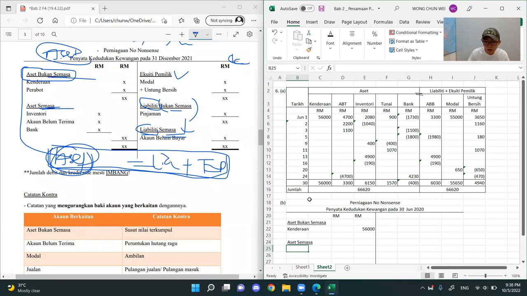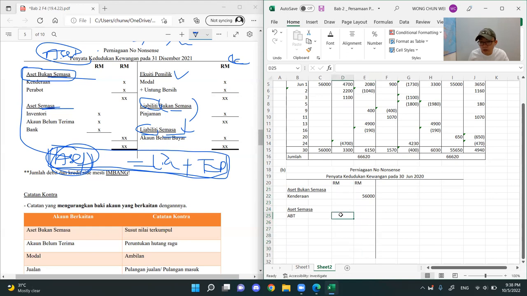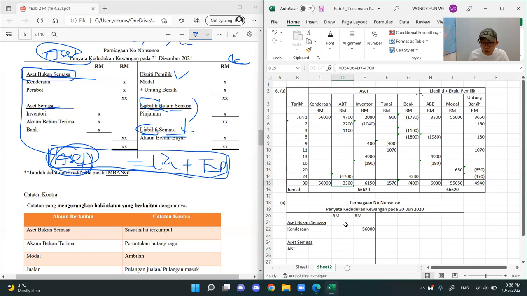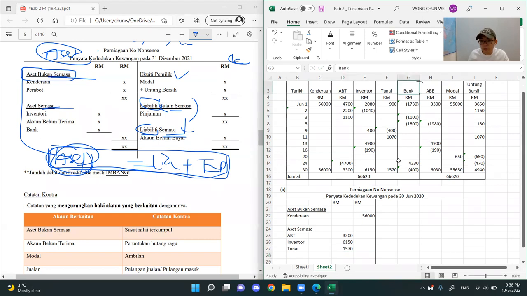So your inventory, your account belum terima, ABT, you put here. Why? Because we need to add up first, then only we put here. Okay, so your ABT is 3,300, so you put in the second, the left column, 3300. Your inventory is 6150. Your 29 is 1570.